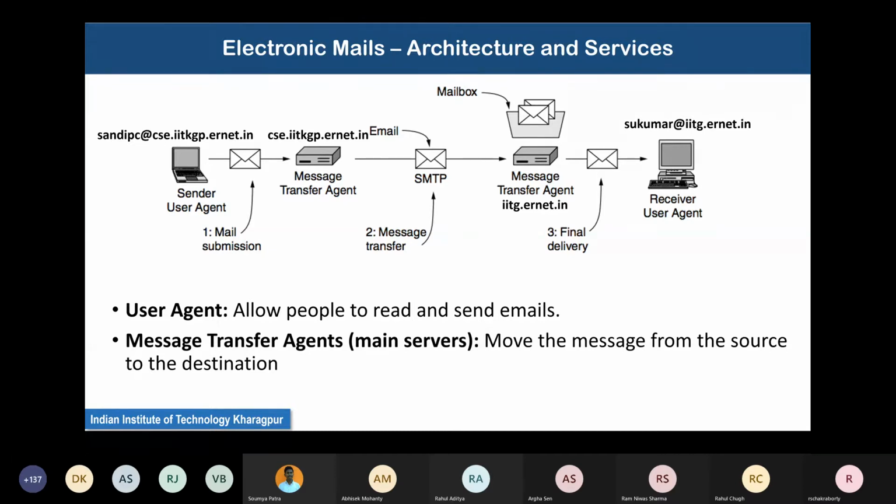Okay, so there are two different types of programs. One is a user agent program which allows people to read and send emails. The same user agent program lets you compose the email and send the email, and also to download the email from your mailbox in the message transfer client and to read it. Now this mailbox might also have a local copy. So it might also present you a local view depending on the type of program you are using.